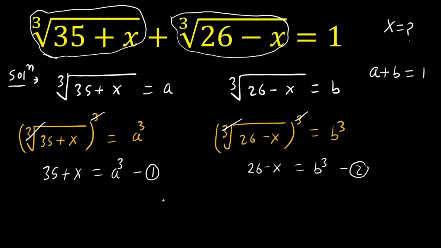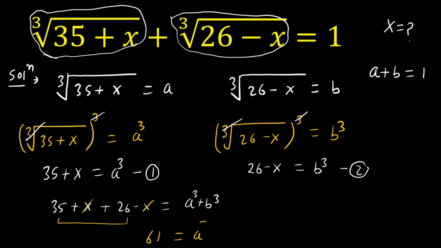If we add both the equations, then on the left hand side 35 plus x plus 26 minus x equals a cube plus b cube. Here plus x and minus x cancel out, and 35 plus 26 is 61, so 61 equals a cube plus b cube.